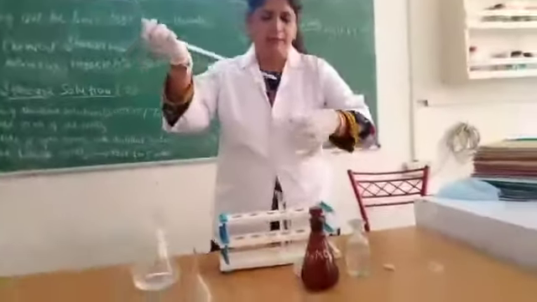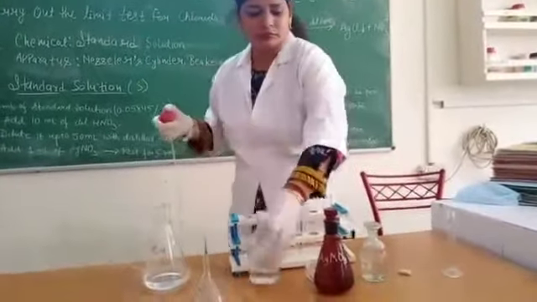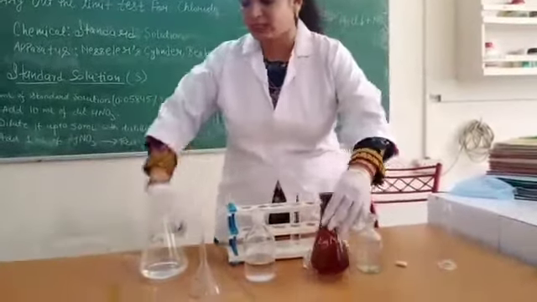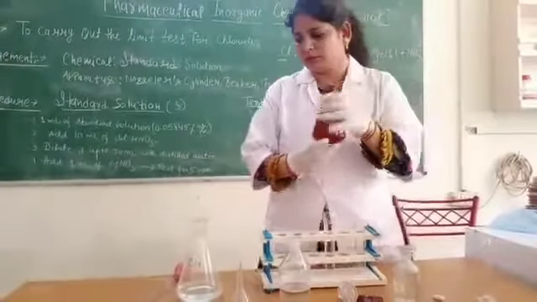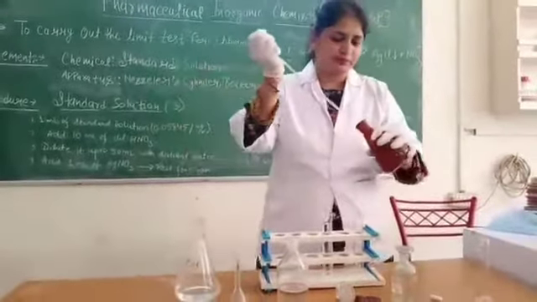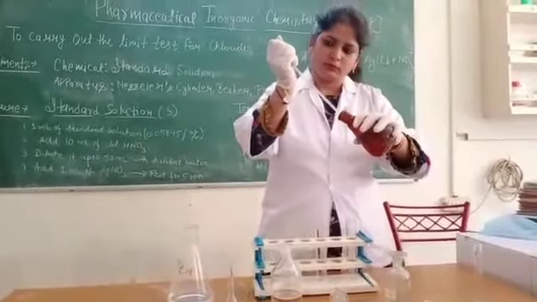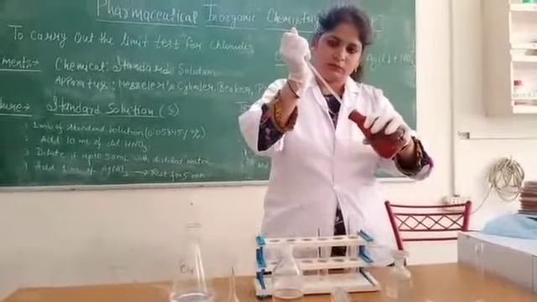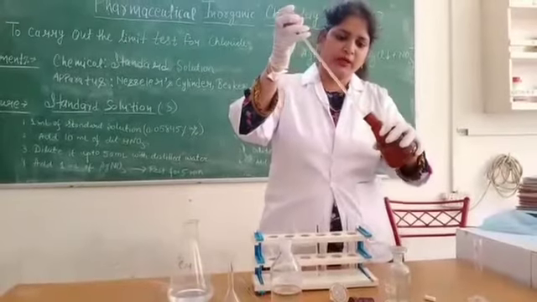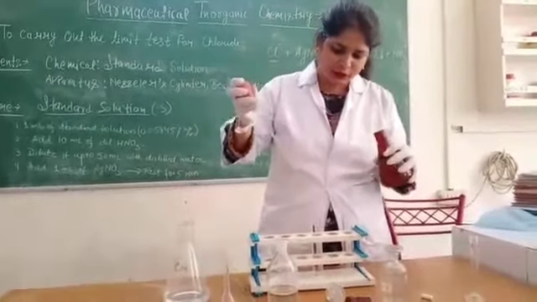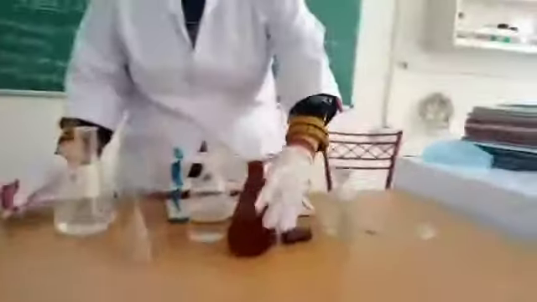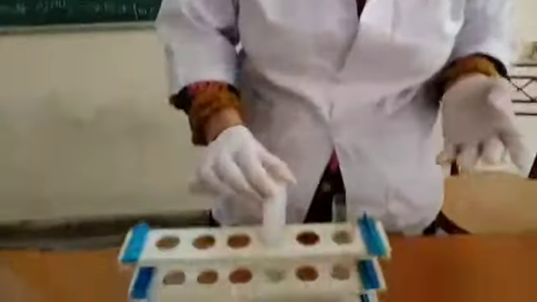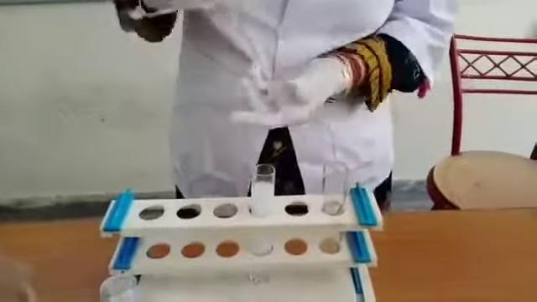Now add 1 ml of AgNO3, that is stored in an amber color bottle to prevent it from sunlight. Take 1 ml and add this solution to the standard solution. You can see some turbidity or opalescence in the solution. That is for the standard solution. Just mix it properly.